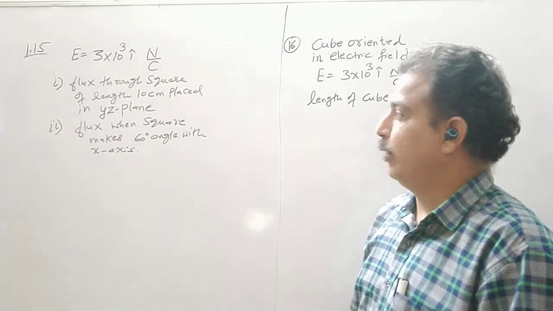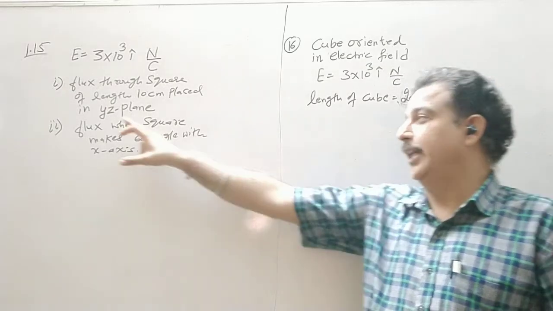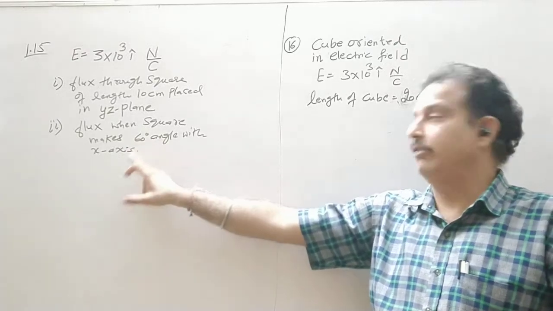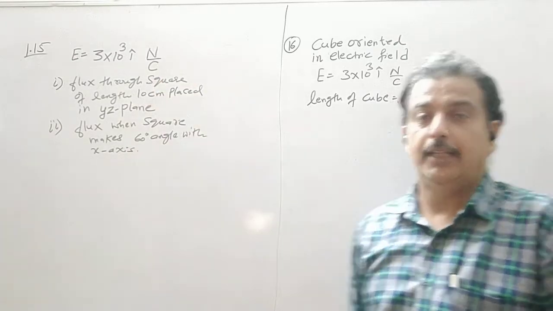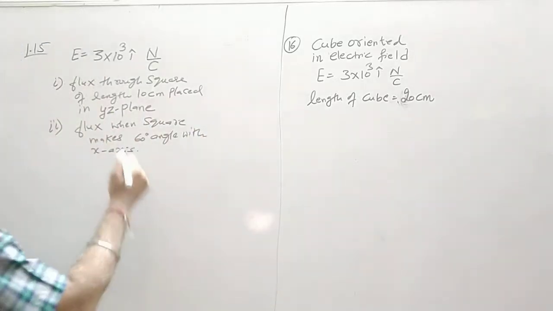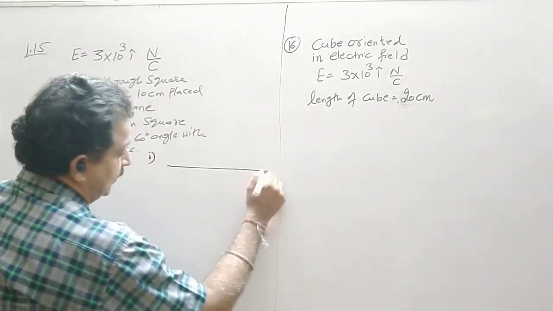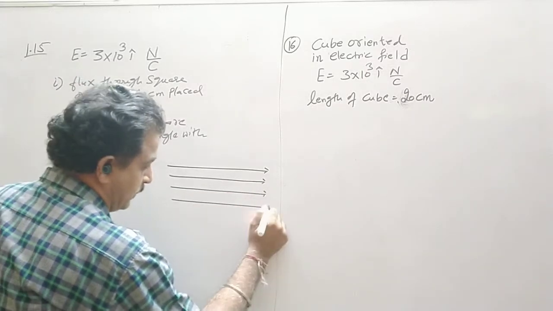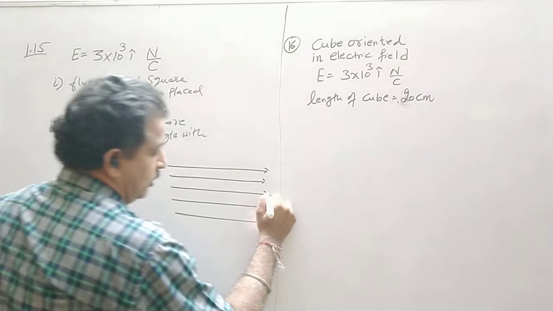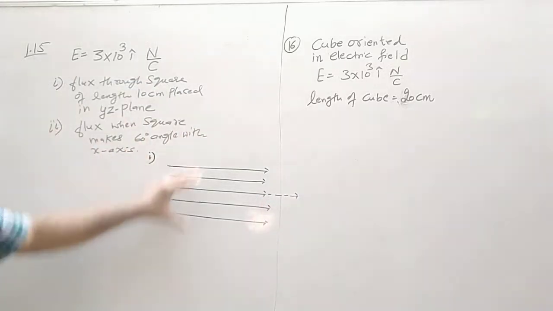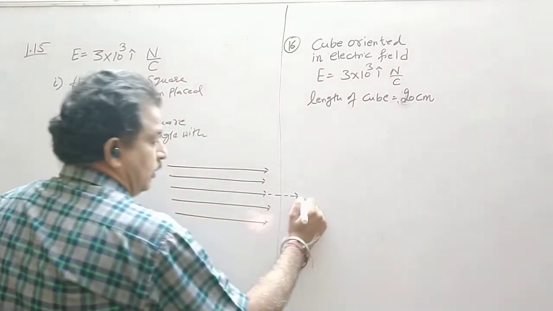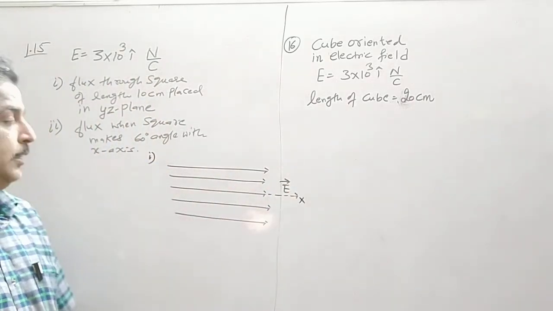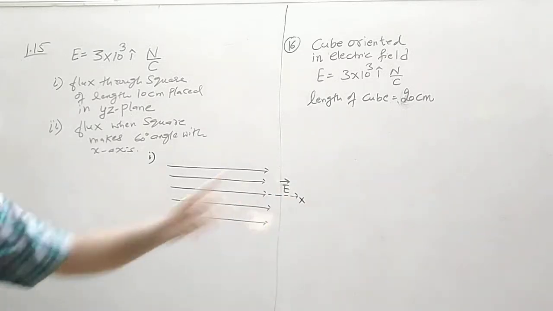So the orientation of the square is given. In the first part, the square is oriented in YZ plane, and in the second, the square is oriented making an angle of 60 degree with the x-axis, where the electric field is along the x-axis. So for the first part, let us say this is a uniform electric field which is represented by lines parallel to each other and equidistant, which indicate the uniform electric field intensity. So the electric field intensity is along the x-axis, which is shown in the figure.